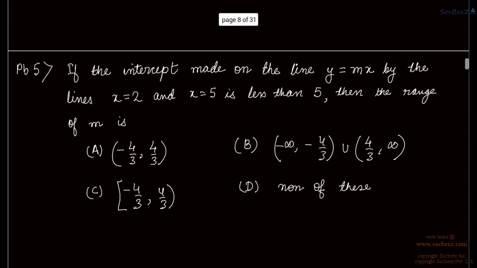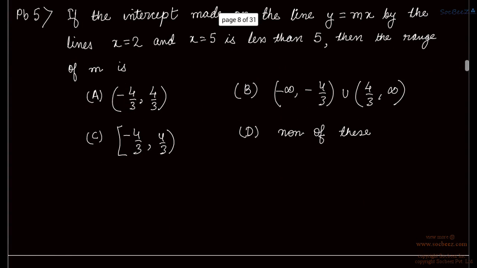Moving to the next problem. Problem 5. If the intercept made on the line y is equal to mx by the lines x is equal to 2 and x is equal to 5 is less than 5, then the range of m is. So we have three lines, y is equal to mx, x is equal to 2 and x is equal to 5.